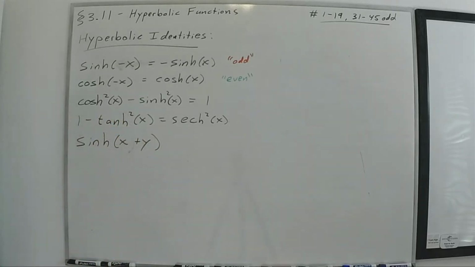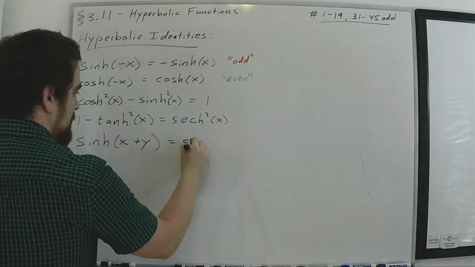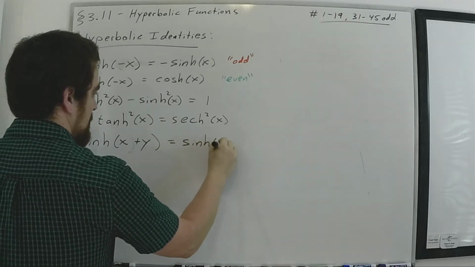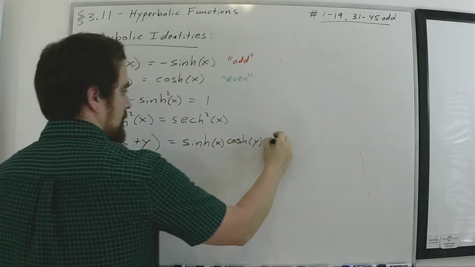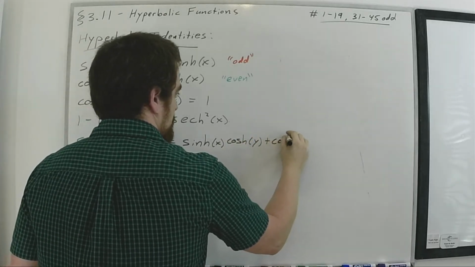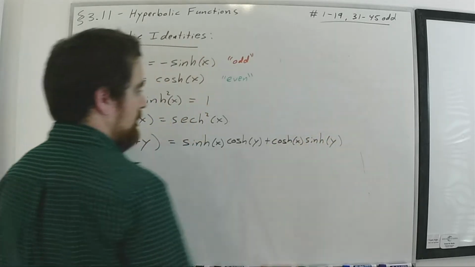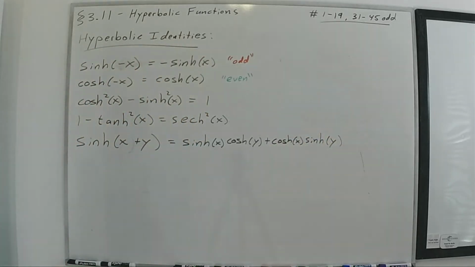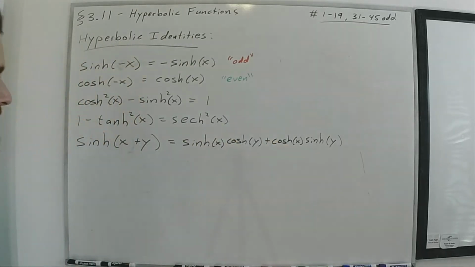So here, if we have sine hyperbolic of two angles x and y, then we can break it up and have sine hyperbolic x cosine hyperbolic y plus cosine hyperbolic x sine hyperbolic y. This should be familiar to your old sine of a plus b is sine a cosine b plus cosine a sine b. So it's basically the same formula, just with hyperbolics.